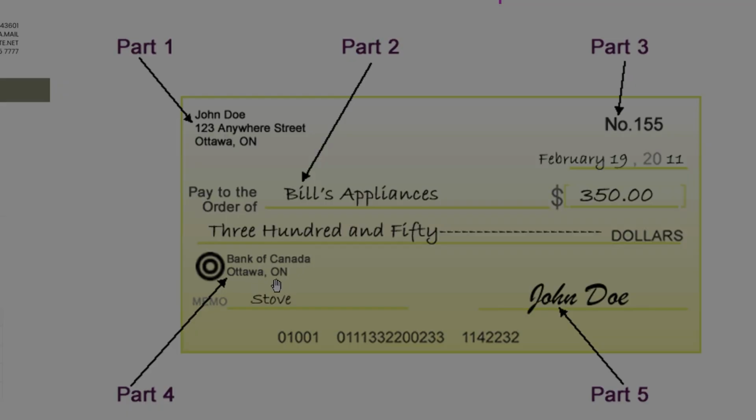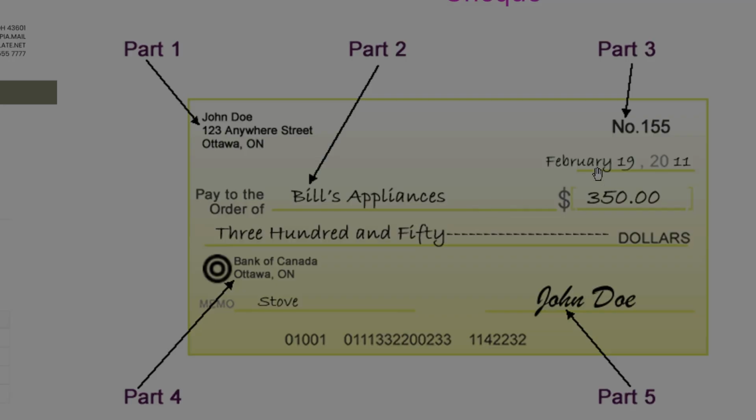This is the location of the bank. We have a memo beneath this, which is some more details of the check. So this check is being used to pay for a stove, it seems. Lastly, we have a signature of the person who is writing the check, making the payment. So John Doe. We also have the amount in digits, 350, as well as the amount in words, 350. Well, dollars is printed on, but 350. We also have the date, February 19th, 2011.